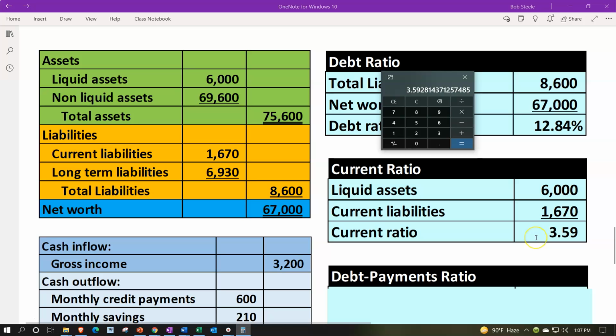So the higher this number, generally the better, in terms of liquidity purposes. That means with our current liquid assets, we could pay off this liability about 3.6 times. Now note that obviously the higher the better from a banking standpoint, if you're trying to get a loan or something like that, because they're trying to see if you have the liquid assets to pay off the loan.